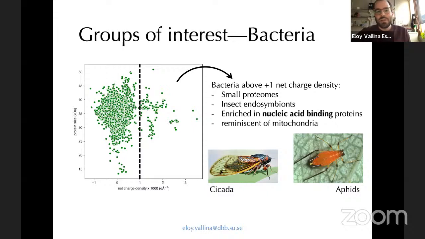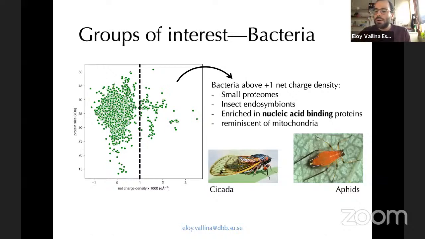So when we looked at these organisms more closely, what we found was that these were typically small proteomes, the likes of which you would find in insect endosymbionts, and these are bacteria that live within bacteria that in turn live within insects like the cicada and the aphids, which are quite remarkable organisms, and very minimal proteins that are enriched in nucleic acid binding proteins.